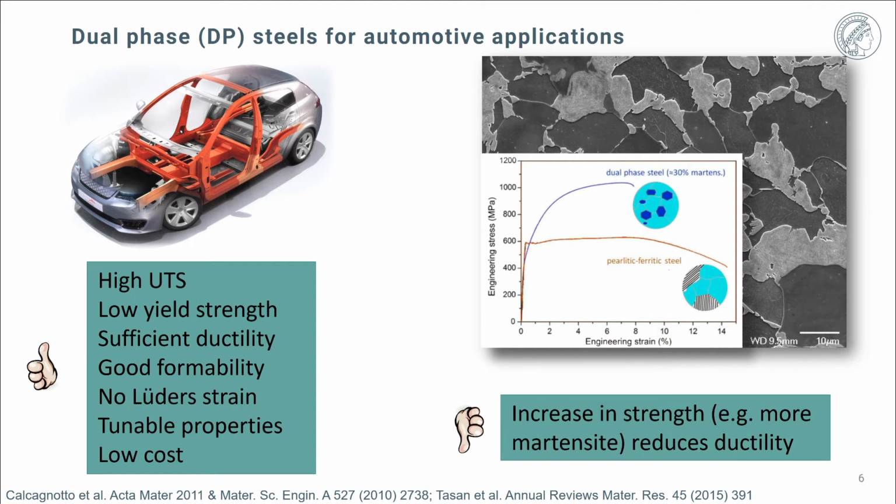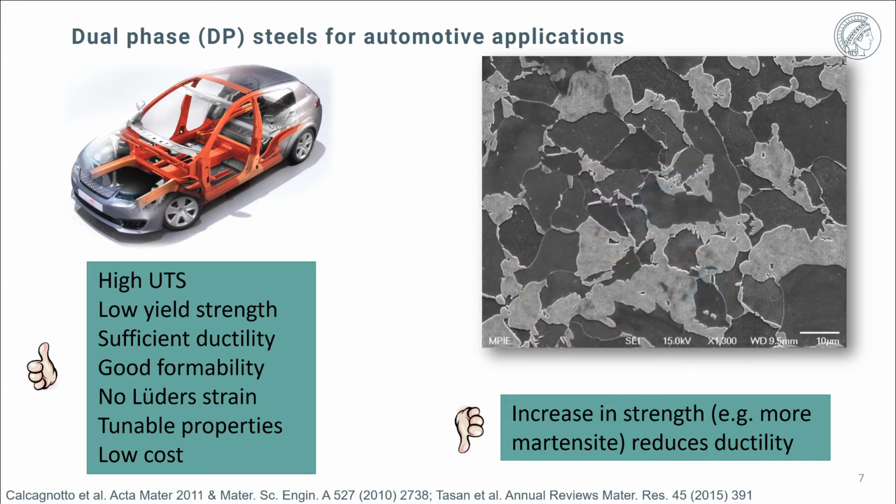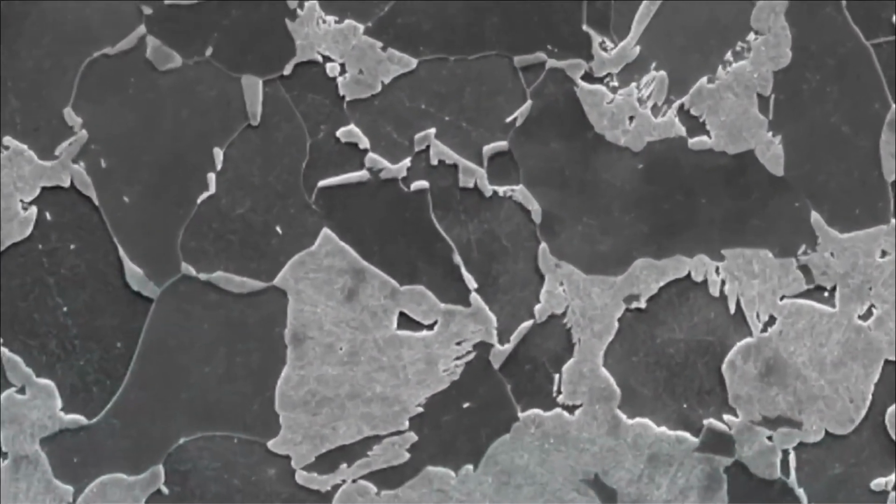And when we want to increase the strength of these materials, you get this at relatively low cost, of course, but that means you require more martensite and a higher carbon concentration inside of the martensite, and this is reducing the ductility of the material.